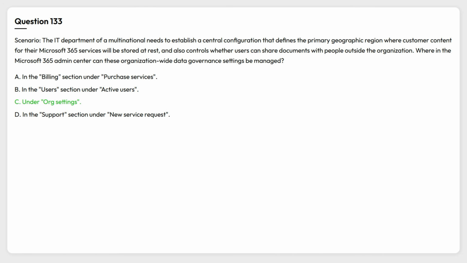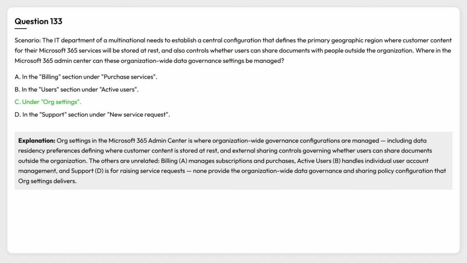The correct answer is option C, under org settings. Org settings in the Microsoft 365 Admin Center is where organization-wide governance configurations are managed, including data residency preferences, defining where customer content is stored at rest, and external sharing controls governing whether users can share documents outside the organization.